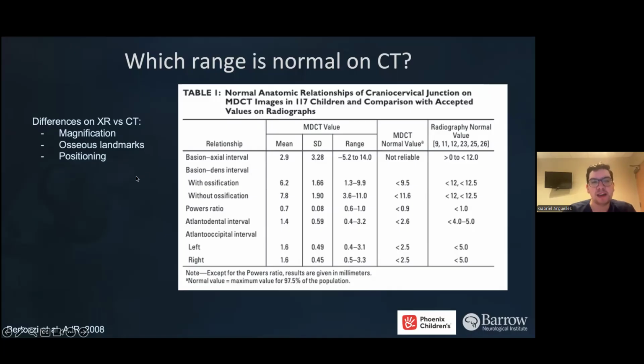And that's posited by the authors to potentially be due to a couple of different things: magnification differences between these two imaging modalities, and differences in ability to identify osseous landmarks. Some of these X-rays can be pretty difficult to identify those osseous landmarks, and they can be blurred in children because there's a lot going on with the mouth and mandible at the craniovertebral junction that can cloud those things, and then also positioning between these different imaging modalities. So the field is probably moving more towards these CT ranges of normal as opposed to these radiographic plain film ranges of normal.